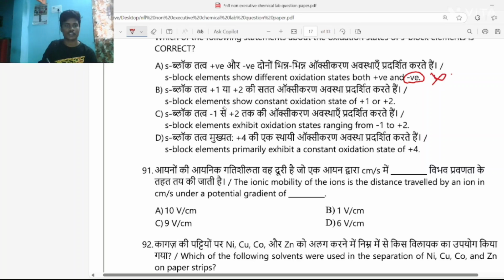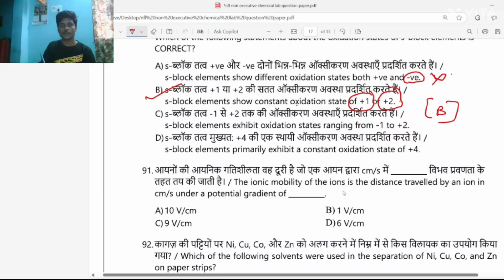Next, the ionic mobility of the ions is the distance travelled by an ion in centimeter per second under a potential gradient of. The correct answer is B, 1 volt per centimeter. Option B is the correct answer.